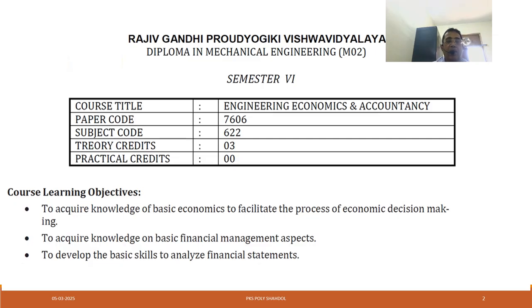What is the course learning objective? The course learning objective is to acquire the knowledge of basic economics, to facilitate the process of economic decision making, and to acquire the knowledge of basic financial management aspects. So the different types of aspects of financial management are to be acquired here, and to develop the basic skill to analyze the financial statement.